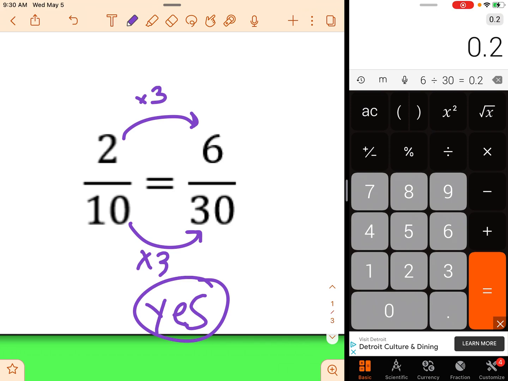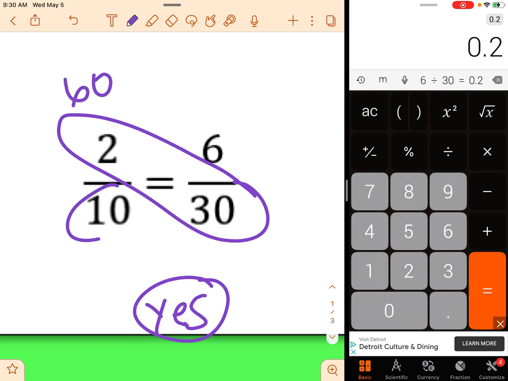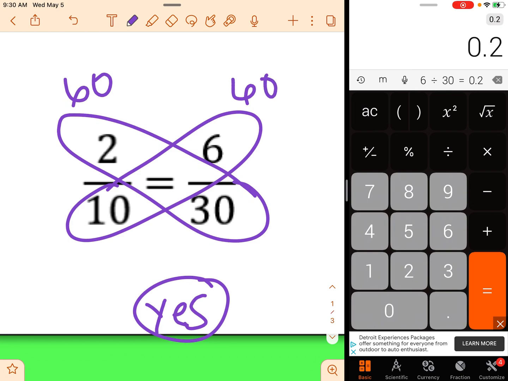And another way to check it, if you don't want to do the times 3 way, is using the butterfly method that we've done before. 2 times 30 is 60. 10 times 6, that's also 60. So since those two numbers are the same, this is equivalent.